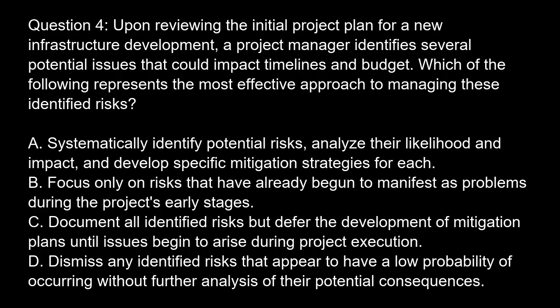Option A. Systematically identify potential risks, analyze their likelihood and impact, and develop specific mitigation strategies for each. Option B. Focus only on risks that have already begun to manifest as problems during the project's early stages. Option C. Document all identified risks, but defer the development of mitigation plans until issues begin to arise during project execution. Option D. Dismiss any identified risks that appear to have a low probability of occurring without further analysis of their potential consequences.